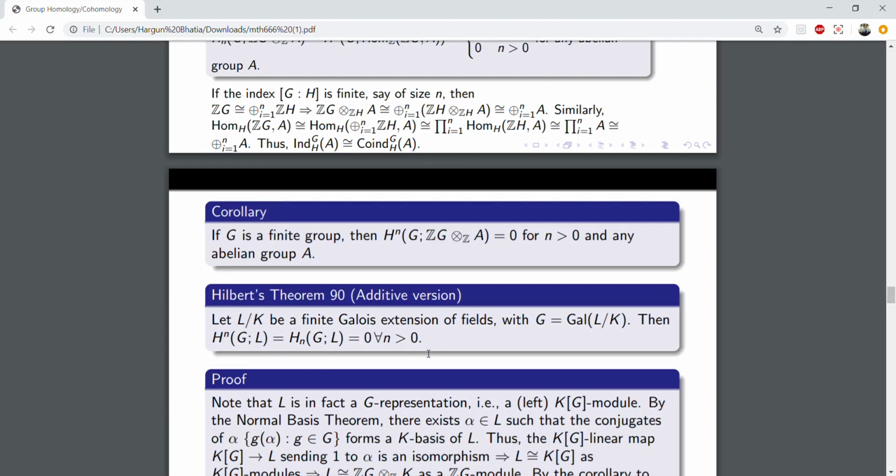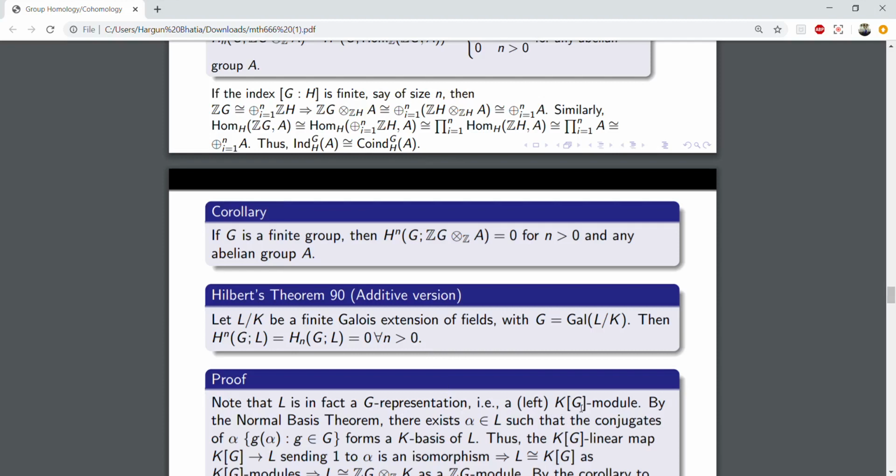Now notice that L is not only a G-module, it's a G-representation, because it's also a vector space over K, and the G action preserves the scalar multiplication by the field elements as well. So that means it's a G-representation, that is, a left KG-module. It's not only a ZG-module, it's a KG-module.